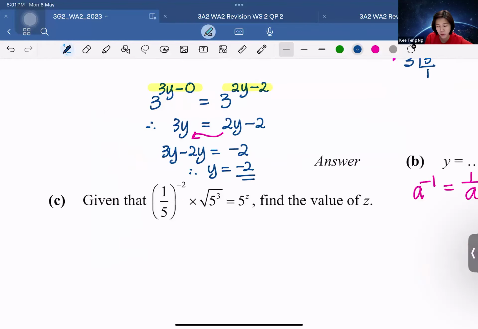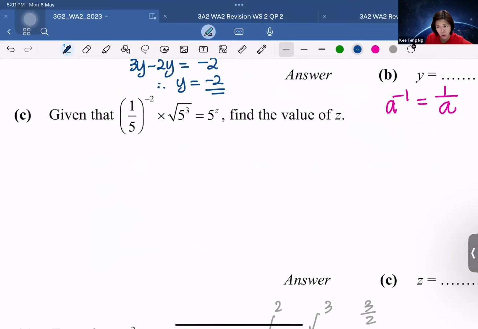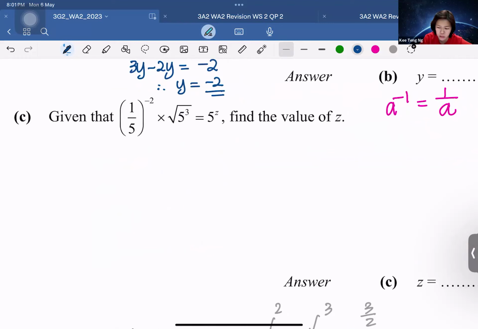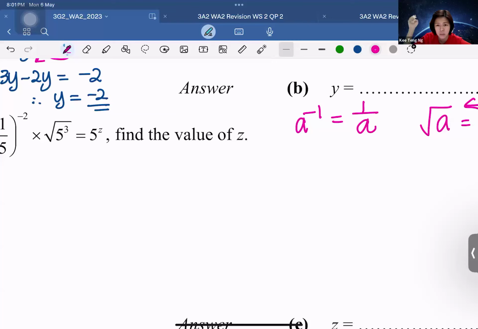Okay, next part of the question, right? This one is slightly a little bit more difficult because we need to see more pattern. First one over here, what do we have? We have 1 over something, and we got power negative 2, right? When we have a negative power, you must remember a to the power negative 1, what do you do to the whole power? It becomes 1 over. Or if you have a fraction, power negative 1, what do you do to the fraction? You flip the fraction, correct? You become b over a. Then the power will become a positive power, right?